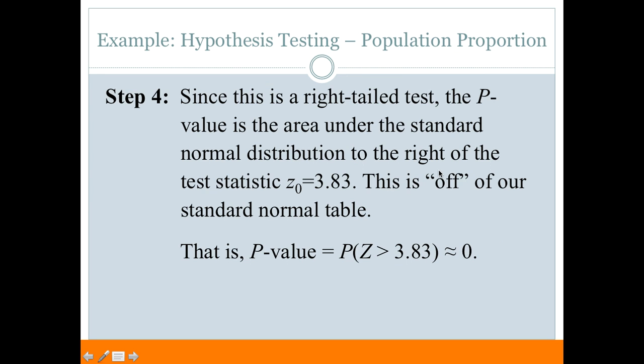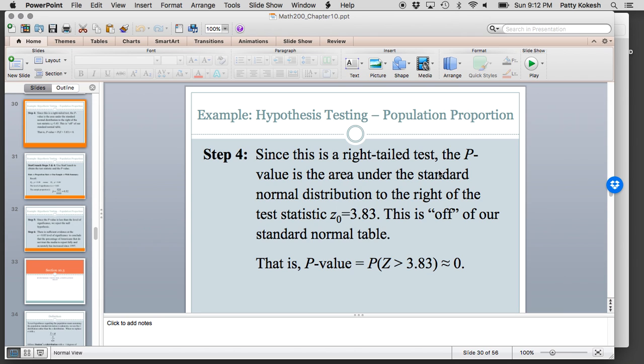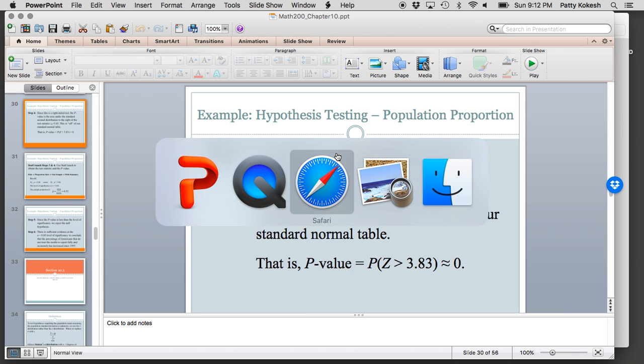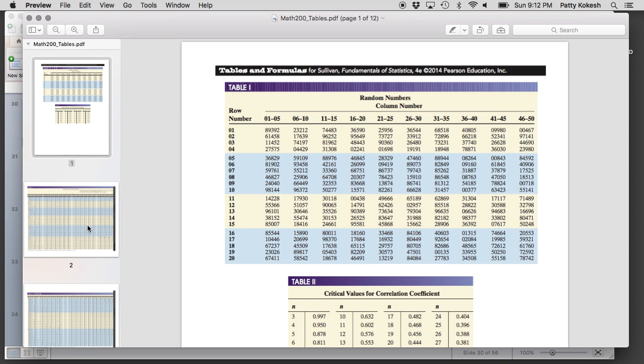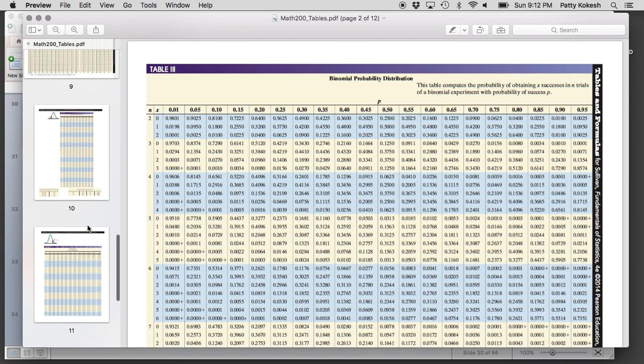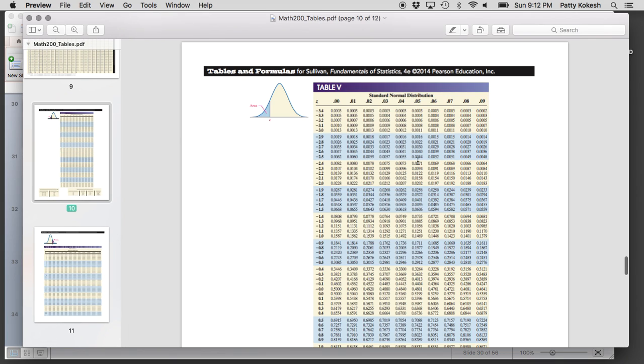Now, this is a right-tailed test. So the p-value is going to be the area under the standard normal distribution to the right of 3.83. So I'm going to go ahead and pull up the normal table here. So let me minimize this. And here is my formula, or my tables. And here's my standard normal table.